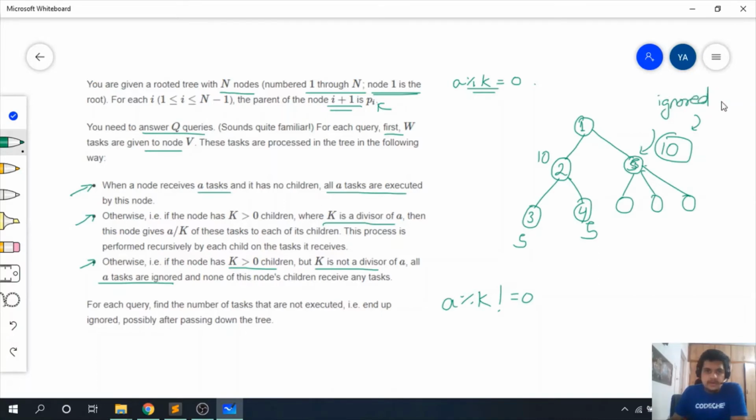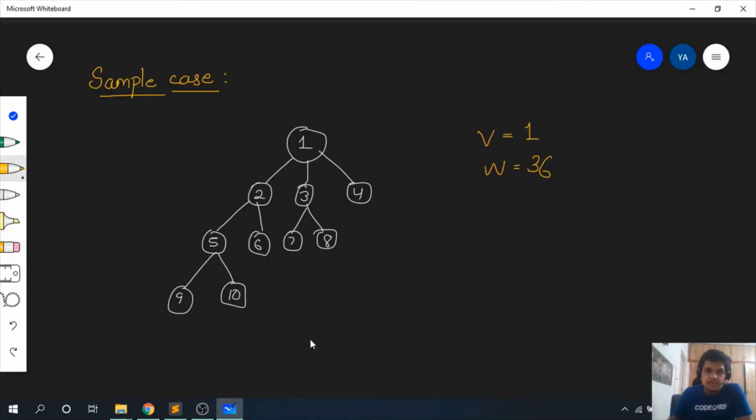Now, for each query, we should find the number of tasks that are not executed, that is, which end up ignored, possibly after passing down the tree. Now, I've explained the problem statement, but to understand it more clearly, let us look at a proper example. Let us try to understand the problem better with the help of a sample case.